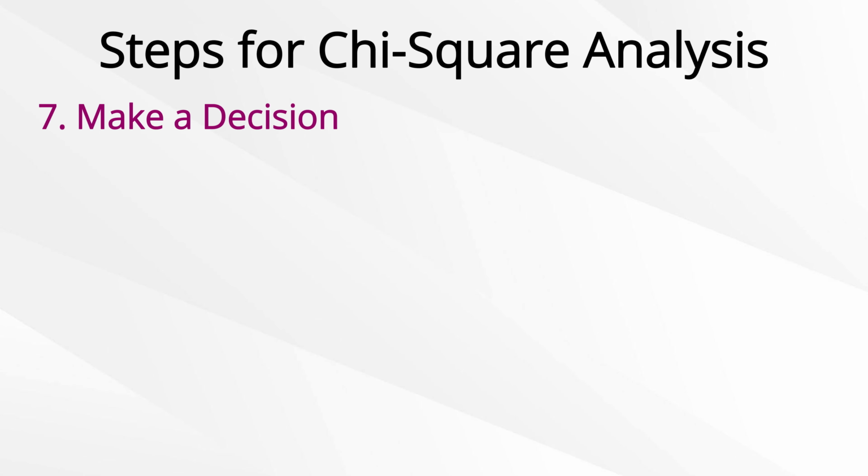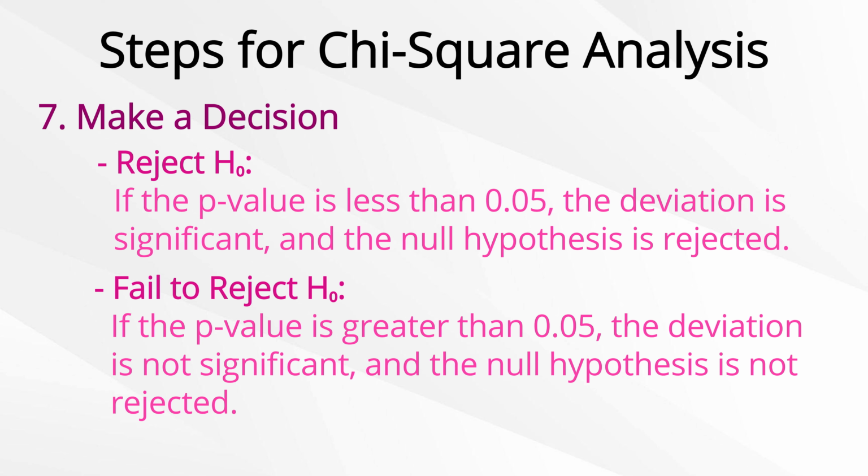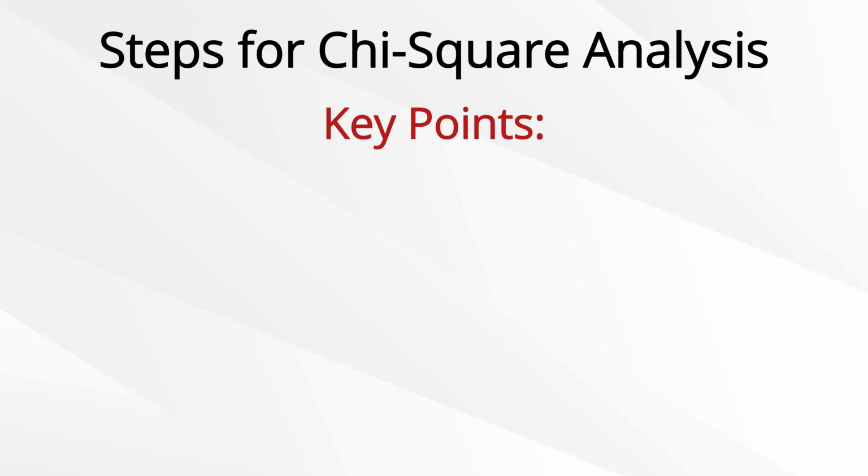7. Make a decision. Reject H0: if the p-value is less than 0.05, the deviation is significant and the null hypothesis is rejected. Fail to reject H0: if the p-value is greater than 0.05, the deviation is not significant, and the null hypothesis is not rejected. Key points.